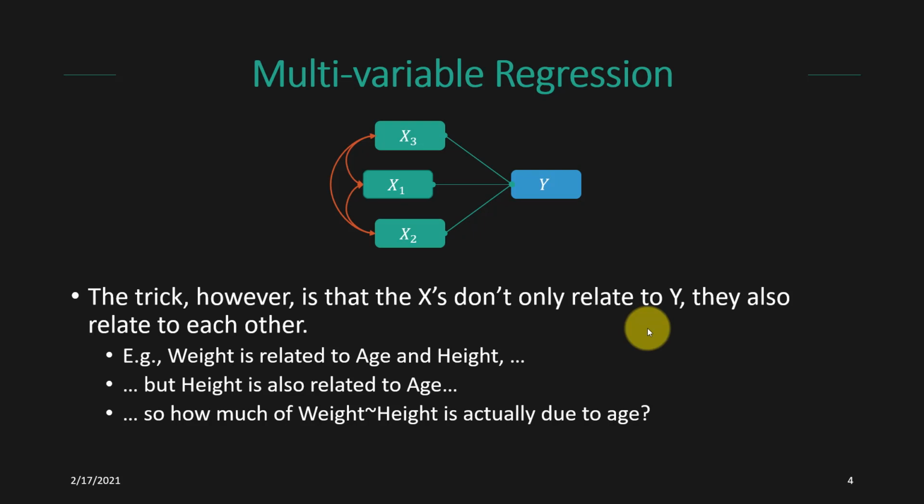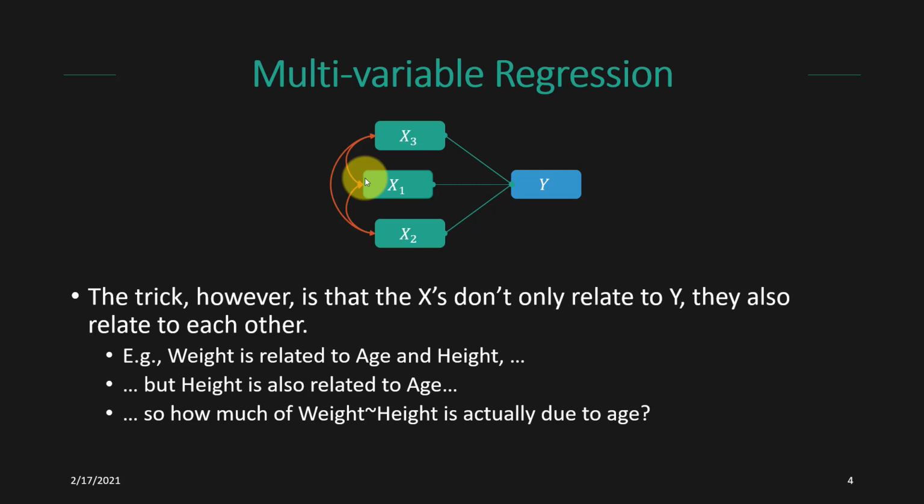One of the problems that makes this more complicated when we start adding in multiple variables is that the x's don't only relate to y, the x's also relate to each other. For instance, if we think about the relationship between age and height, and how they relate to weight, we know that both age and height are positively related to weight. As you get older, you get heavier. As you get taller, you get heavier. But height is also related to age, because as you get older, you get taller.